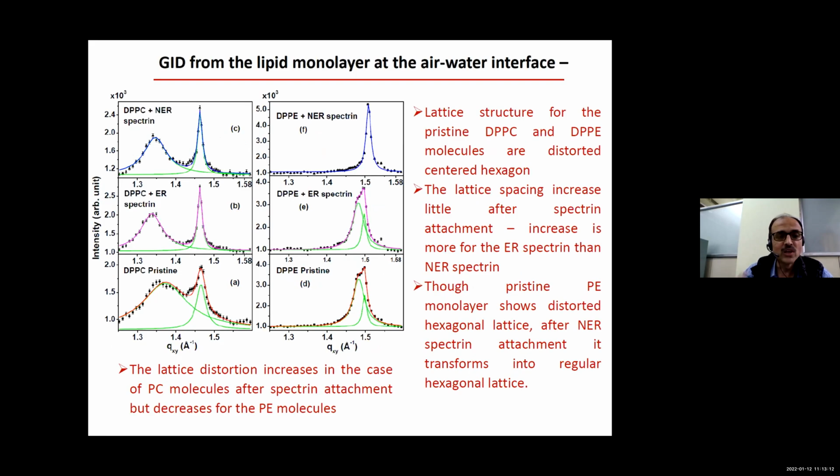We did GID measurements on this and found a transformation from distorted hexagonal to hexagonal in the case of the PE molecule, where you have NER spectrin in the monolayer. Whereas in the case of ER spectrin, it is still distorted. But in the case of PC, this kind of arrangement is not there.